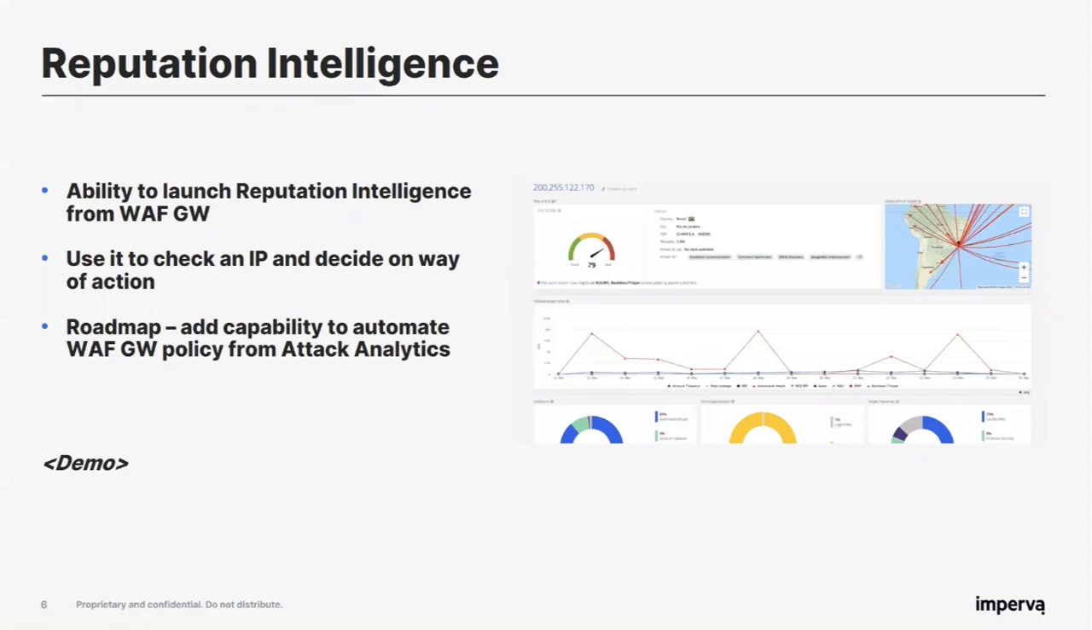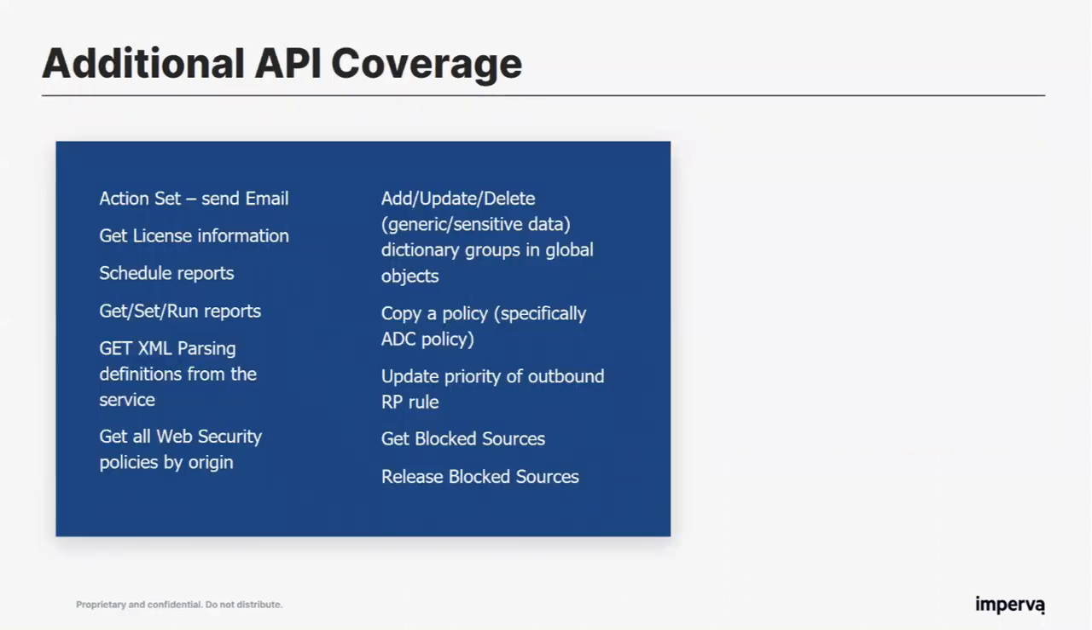Okay, I will continue. As I mentioned before, we're adding additional API coverage every version. This is the ability to do different things with API instead of going to the MX UI and doing it from there. You can see some examples like get license information, schedule a report, do different actions on the report, copy policy, and more.